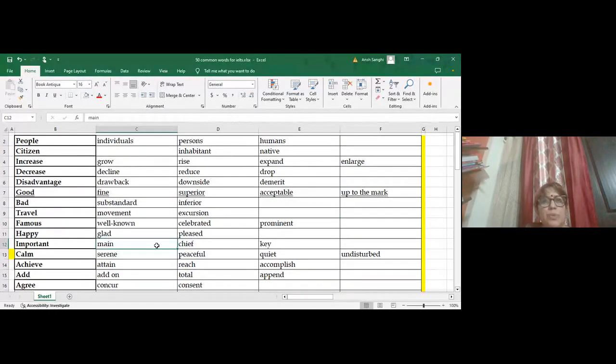Important is something that is main. That is my main agenda. That is my main suggestion. The key addition to the room.